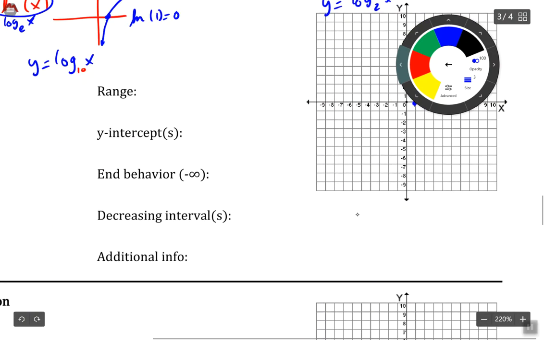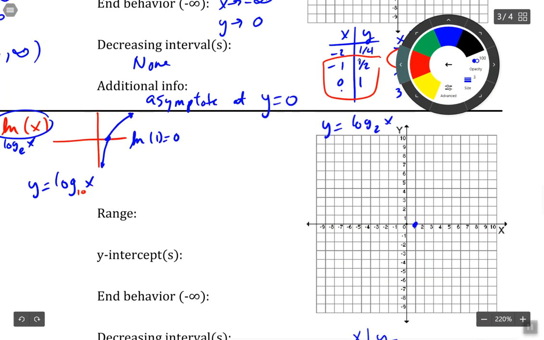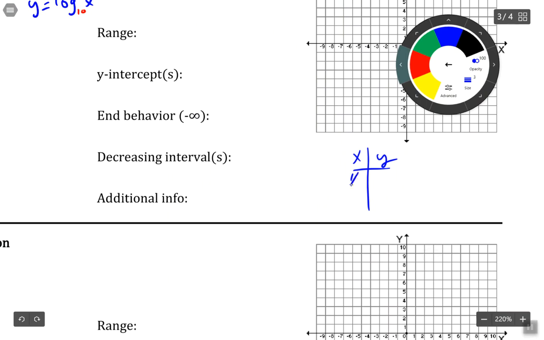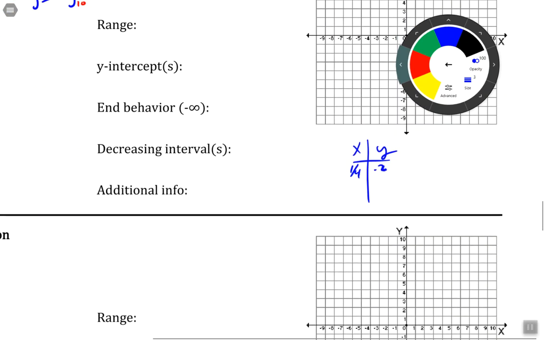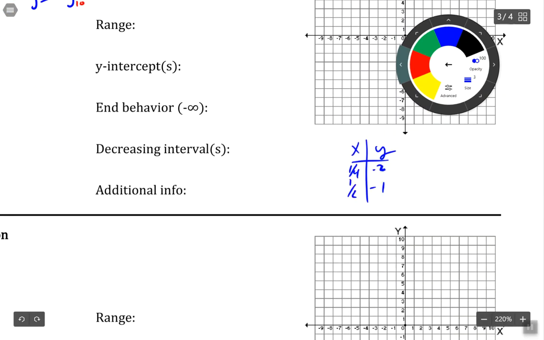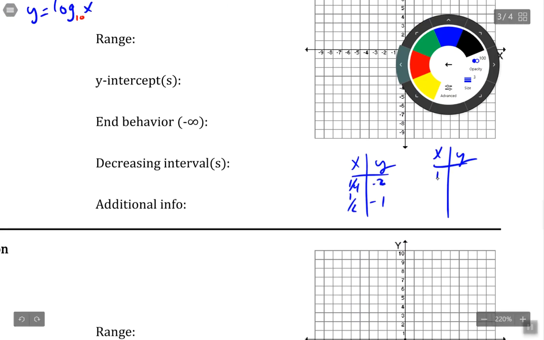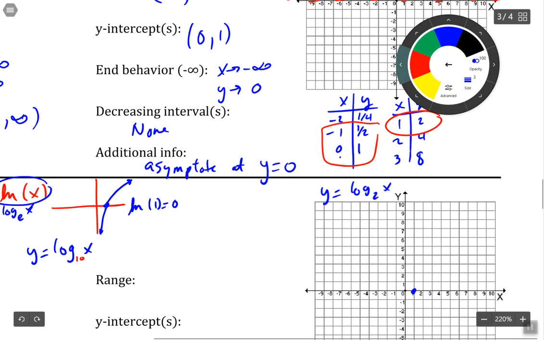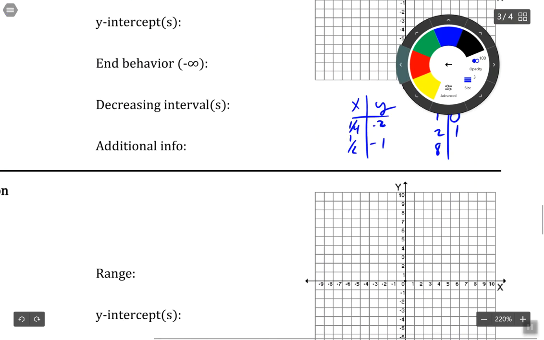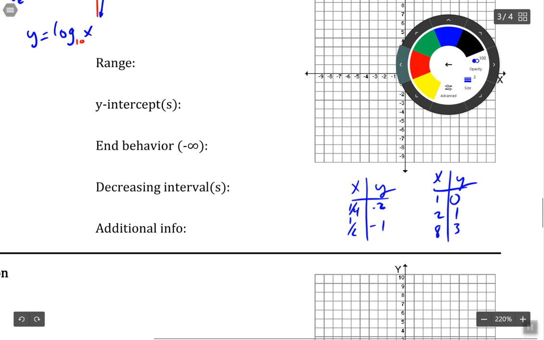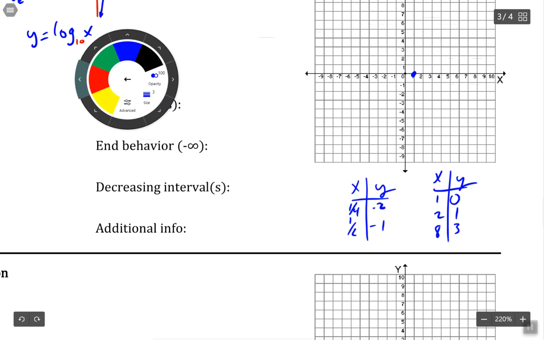So when we switch our x's and y's, from up here, I had (-2, 1/4), so here I'm going to do (1/4, -2). Up here, I had (-1, 1/2), so I'm going to do (1/2, -1). Up here, I had (0, 1), so I'm going to have (1, 0), and then I had (1, 2), so I'm going to have (2, 1), and I'm going to have (3, 8) become (8, 3). You'll see what I did. All I did was switch them. Is that how we do inverses?